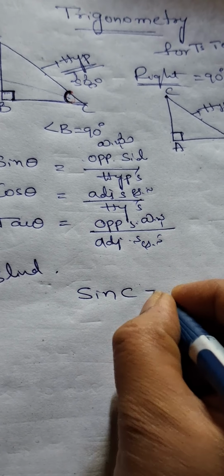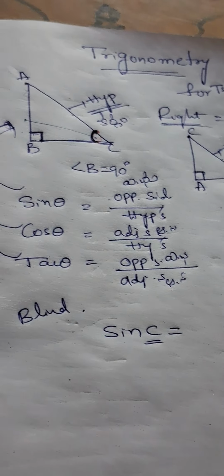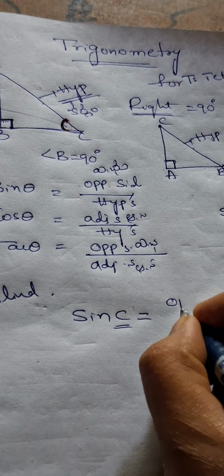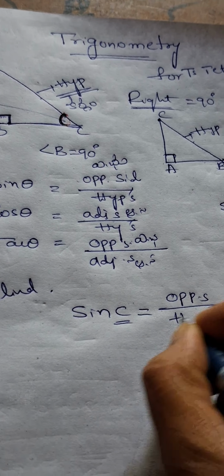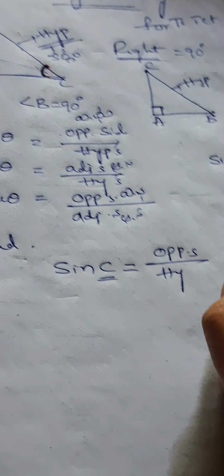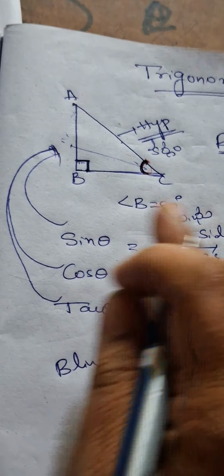See, you want to find out sin C. So where is C? C is here. Already you know the formula, beta. What is the formula for sin theta? Opposite side by hypotenuse. What is the opposite side? This is the opposite side, na? So that's why you have to write AB by hypotenuse. Already I have told you, exactly opposite side by hypotenuse.